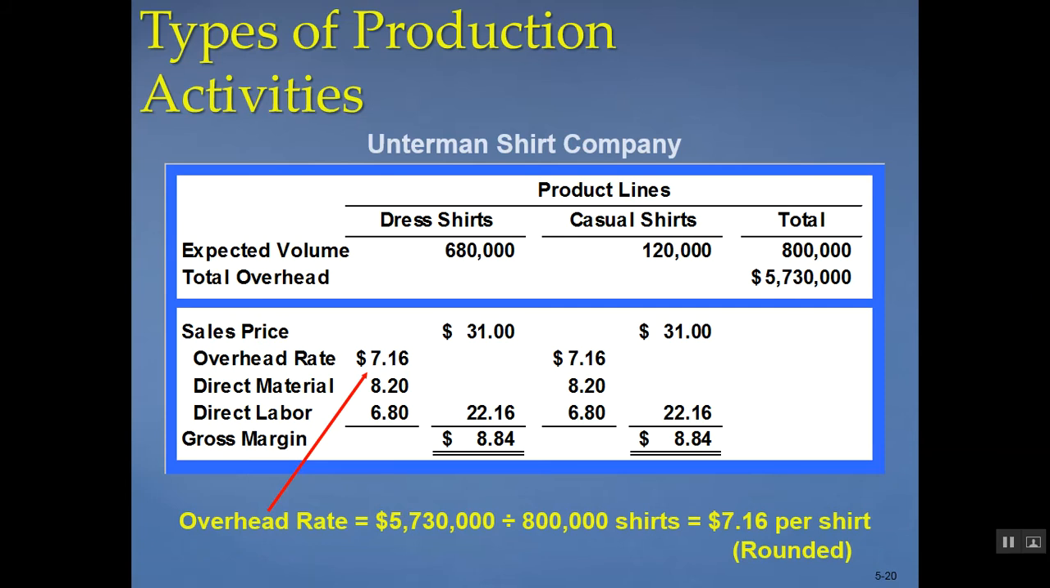Direct material costs are $8.20 for each type of shirt, and direct labor costs are $6.80. Using a traditional volume-based approach, they would compute an overhead rate of $7.16 per shirt by dividing the 5.7 million total overhead costs by the total 800,000 shirts that we are expected to make. Total cost for each type of shirt would be $22.16, and the gross margin would be $8.84. So you could see that they would have the same overhead rate, the same direct material, the same direct labor, and the total cost would be the same, and the total gross margin would be the same.